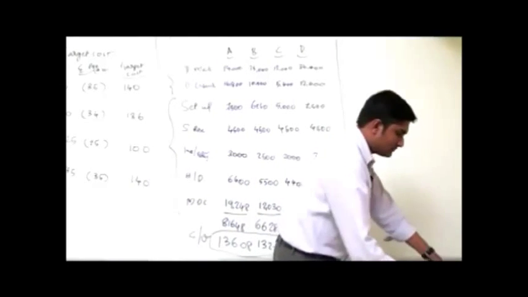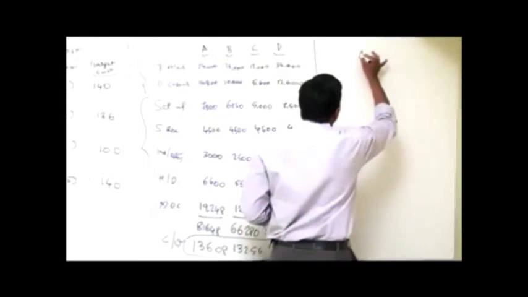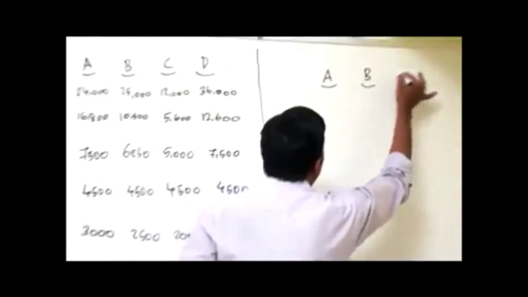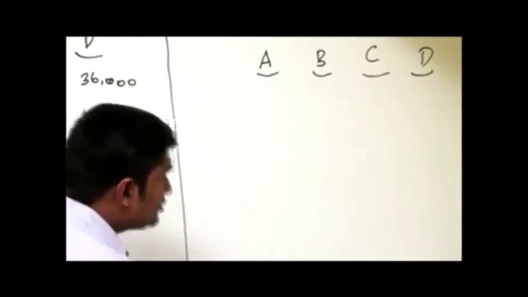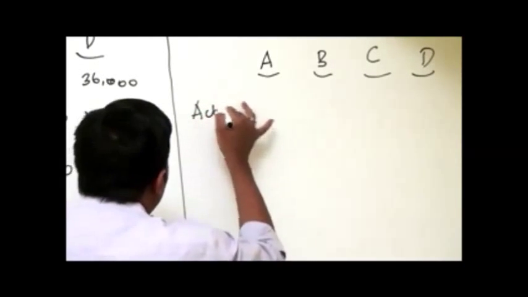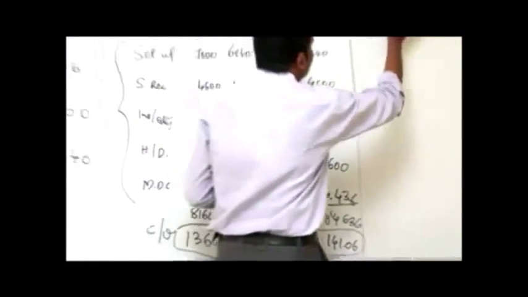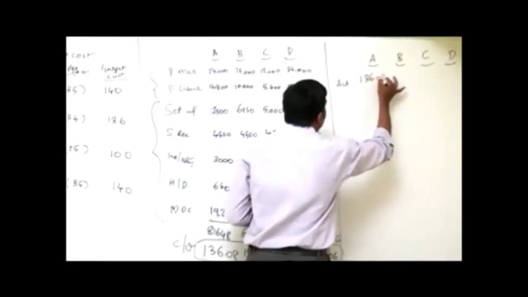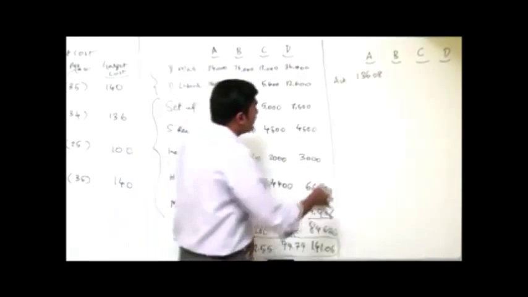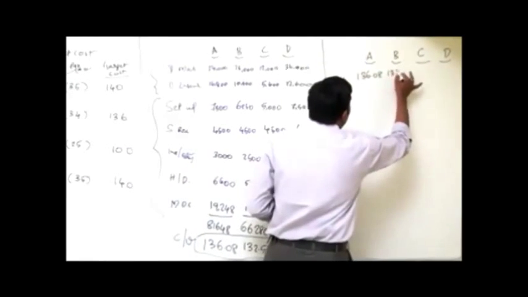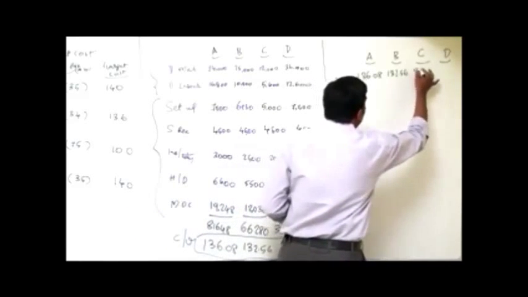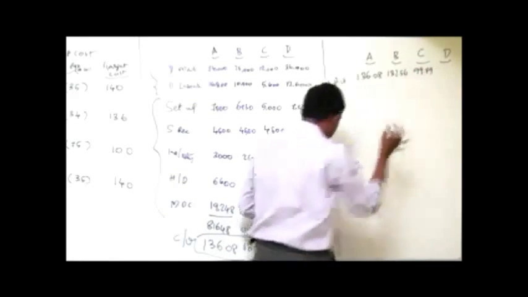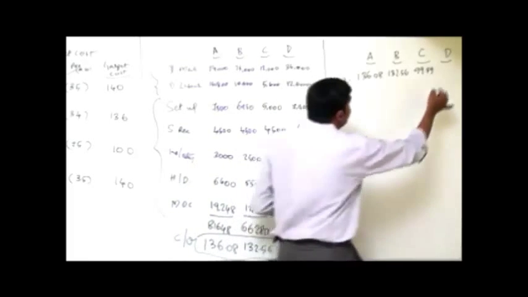There are 4 products: A, B, C, and D. Actual cost can be taken from this table: 136.08, 132.56, 99.79, and 141.06.